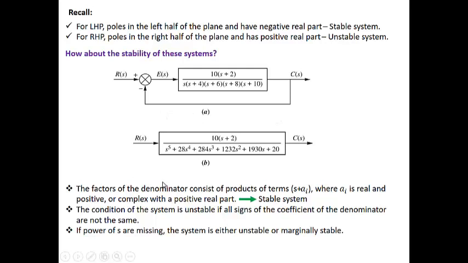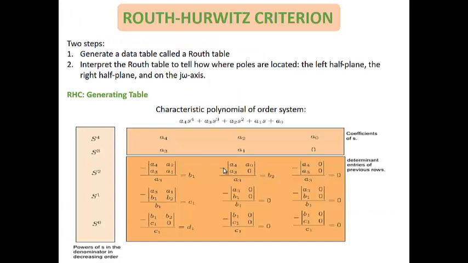But if you got this type of example, this type of question, it is quite complicated for you to know the stability of the system. So from that, kita ada satu approach ataupun satu solution, which is we call the Routh-Hurwitz criterion. Okay, two step untuk nak gunakan criterion ini. First, kita kena generate a data table called a Routh table. Second, kita kena interpret the Routh table to tell where poles are located.